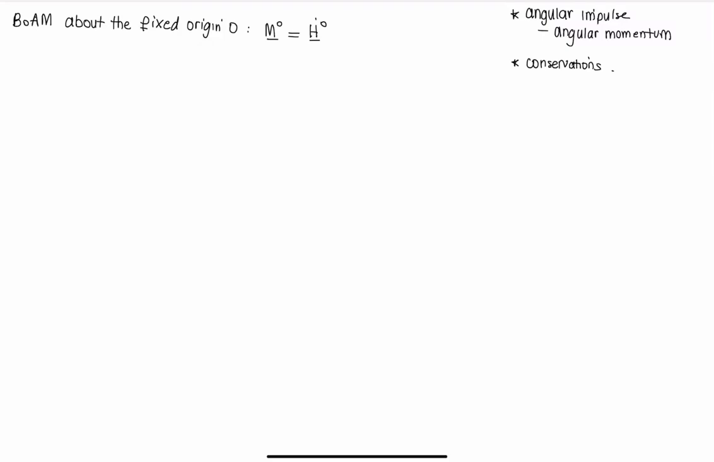Hello, in this video we will continue our discussion on the balance of angular momentum, or Euler's second law. The balance of angular momentum about the fixed origin O can be written as M_O is equal to H dot O, where remember H_O is the angular momentum, the moment of the linear momentum, r cross mv.